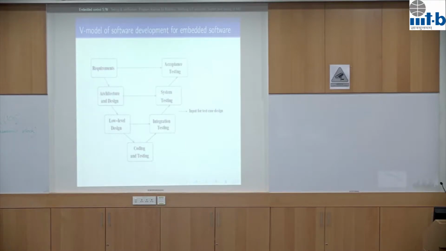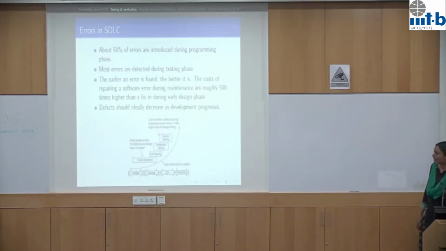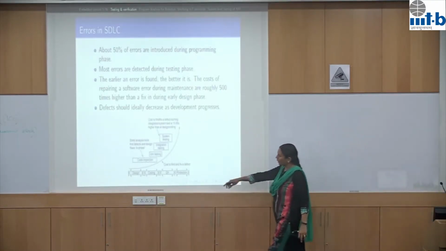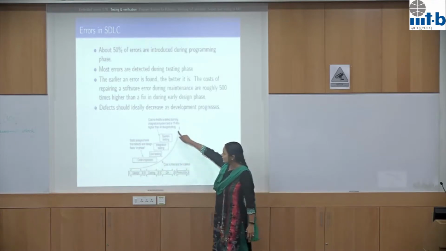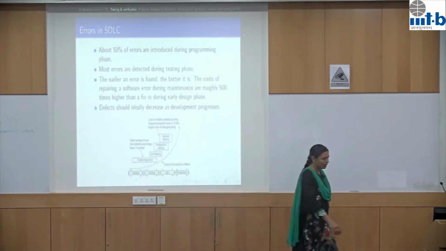The cost goes higher if you find it here. After you release, the cost is unacceptable, because if it's safety critical, it could mean loss of life also. So that's what this plot says. This plot says that as I go up, the cost to find and fix an error increases drastically.